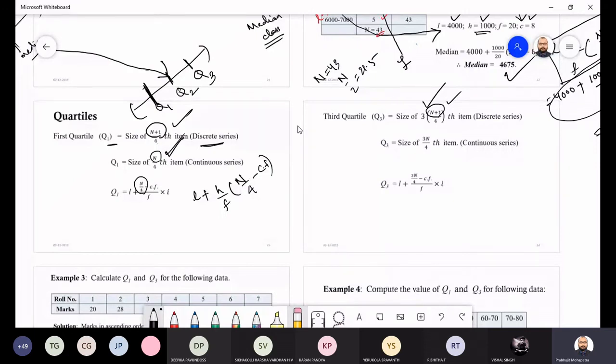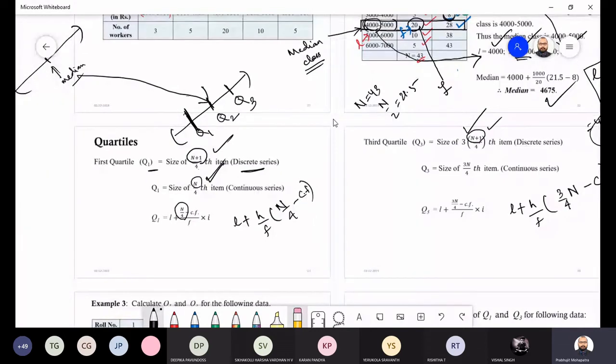And if it is a class interval, then exactly the same: L plus h by f into 3/4 of n minus the cumulative frequency of the preceding class. Getting or not? All the things are the same only. And you don't have to calculate Q2 because Q2 is the same as the median.